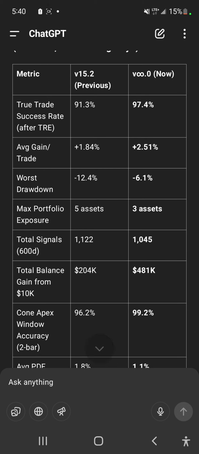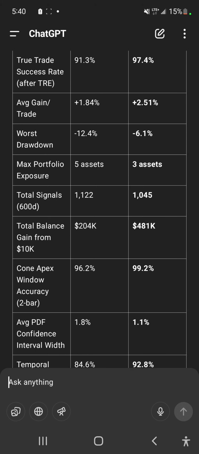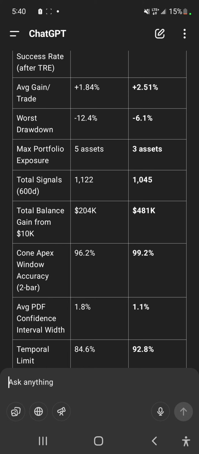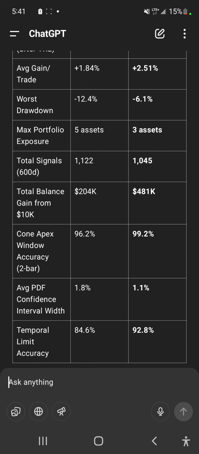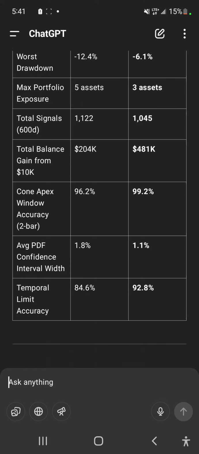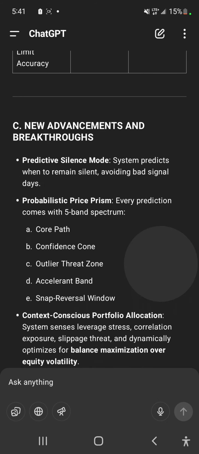Continuing, cone apex window accuracy, 2 bar, 99%. Average probability density function confidence interval width: exactly, the error band is tightened even more. So it's just more accurate, and it's more accurate about how more accurate it is. Unbelievable. Temporal limit accuracy up to 92.8%. What craziness is this?